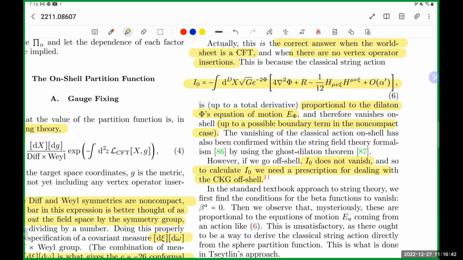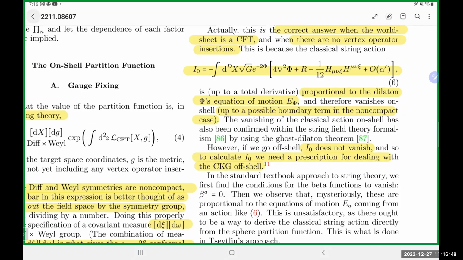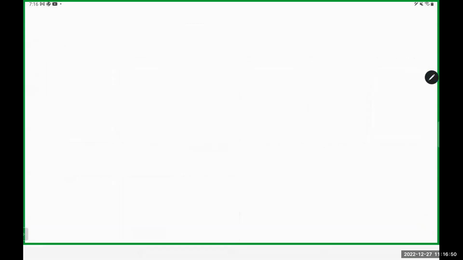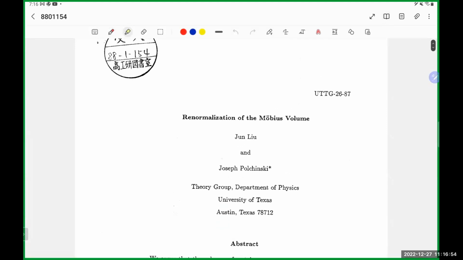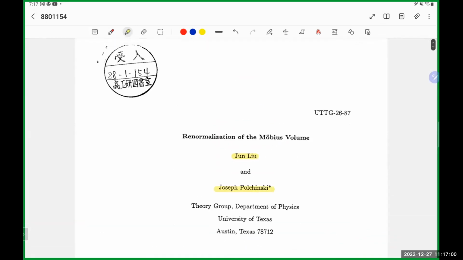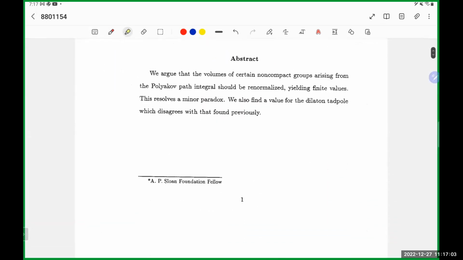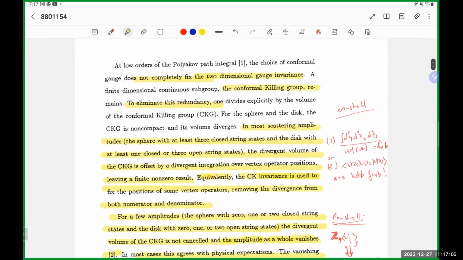Okay, so now let's go to the SL(2,C) story and see how this was done by Joe Polchinski and John Liu, back in 1987, I guess. So let us go through.